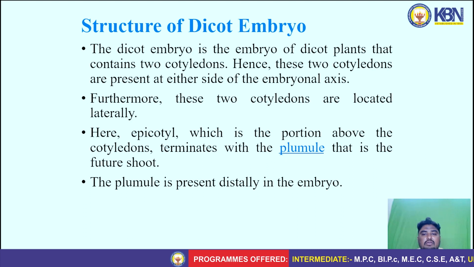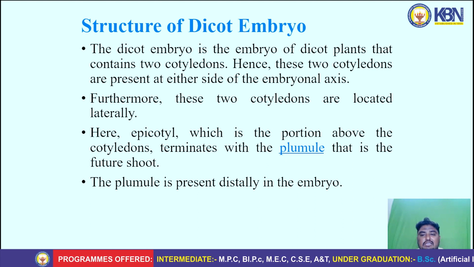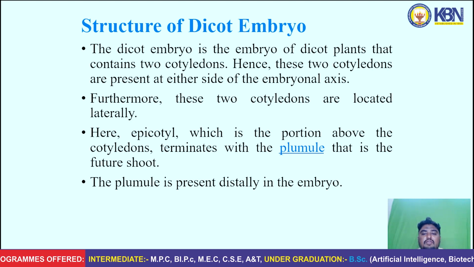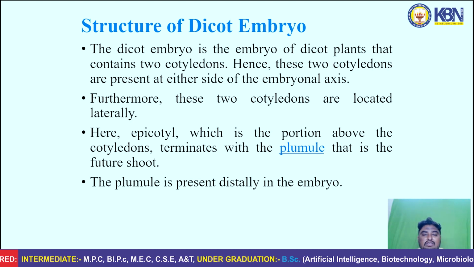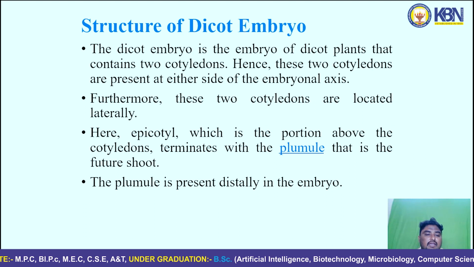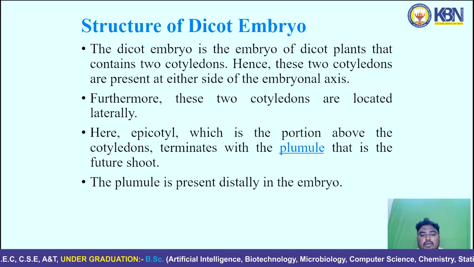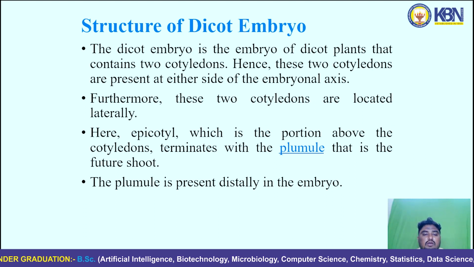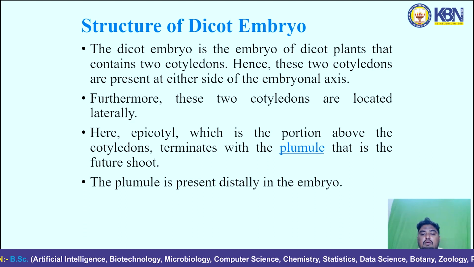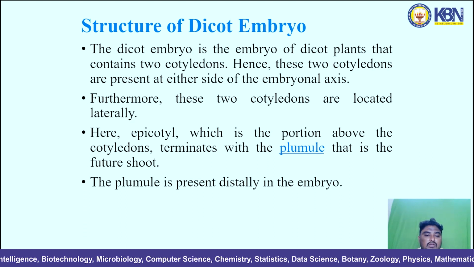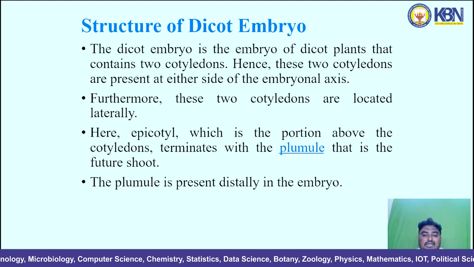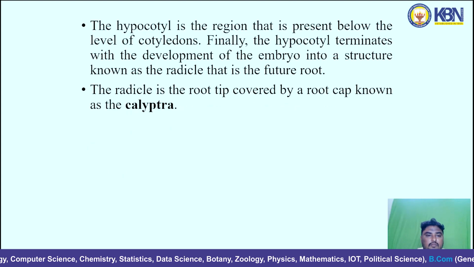Structure of dicot embryo. The dicot embryo is the embryo of dicot plants that contains 2 cotyledons. Hence, these 2 cotyledons are present on either side of the embryonal axis. Furthermore, these 2 cotyledons are located laterally. Here, the epicotyl, which is the portion above the cotyledons, terminates with the plumule, that is the future shoot. The plumule is present distally in the embryo.